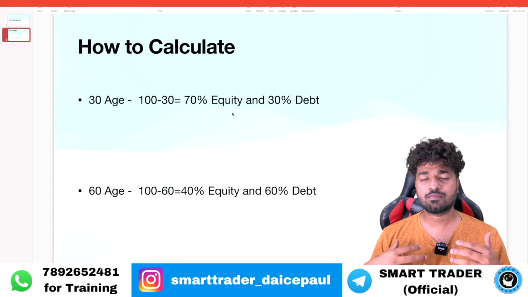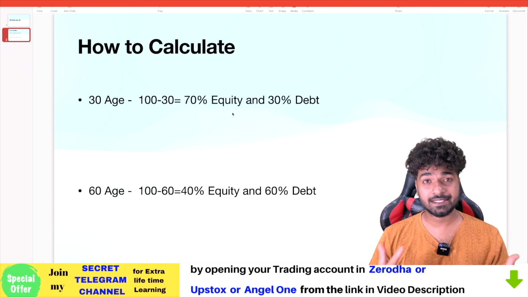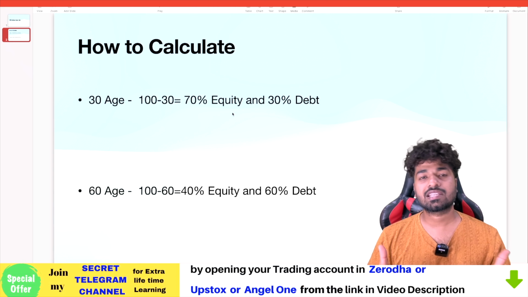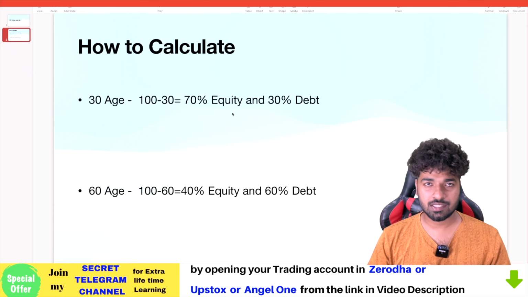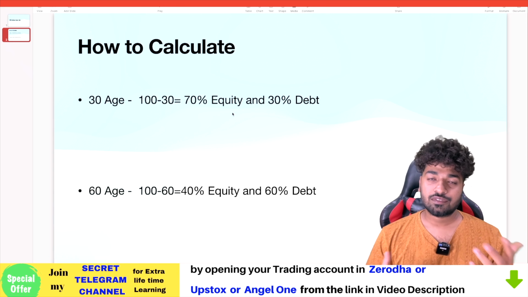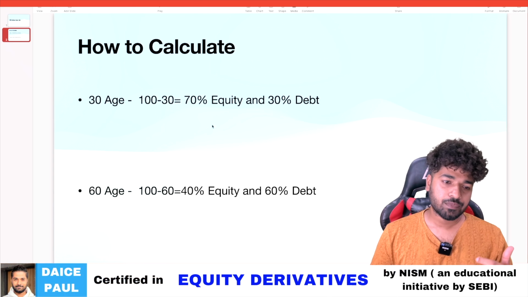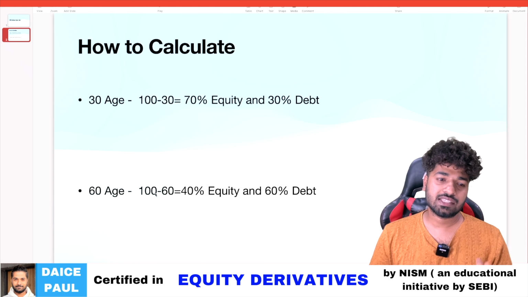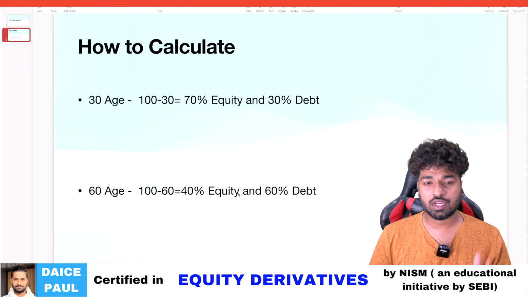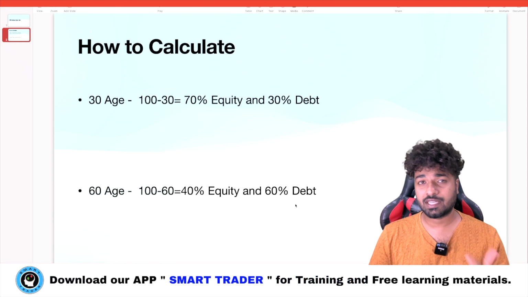So you know that equity is more volatile and it has higher chances of giving high returns and higher risk. Same way, debt is little lower risk and lower returns will be there. So at the age of 30, this is what you can do. Same example, if I give it for the age of 60, so if you minus 100 minus 60, 40% is what we will get. So consider 40% for equity and rest 60% for debt.